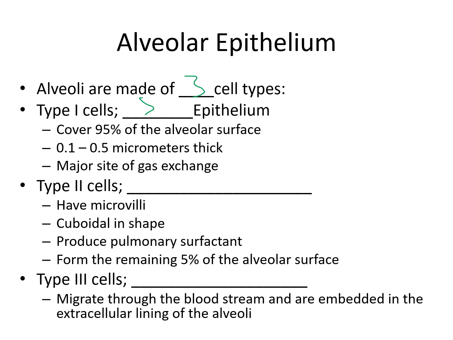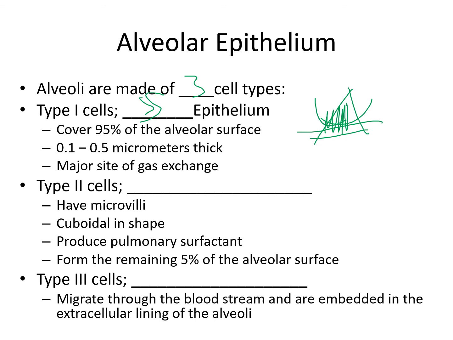S-Q-U-A-M-O-U-S. So they're squamous epithelium. That's what goes there. They're 95% covered of the alveolar surface. They're 0.1 to 0.5 micrometers thick, and this is where your gas exchange happens, right? This is the alveoli and the capillary. This is where this whole communication is taking place to exchange gas, right? That's the whole major site of gas exchange.